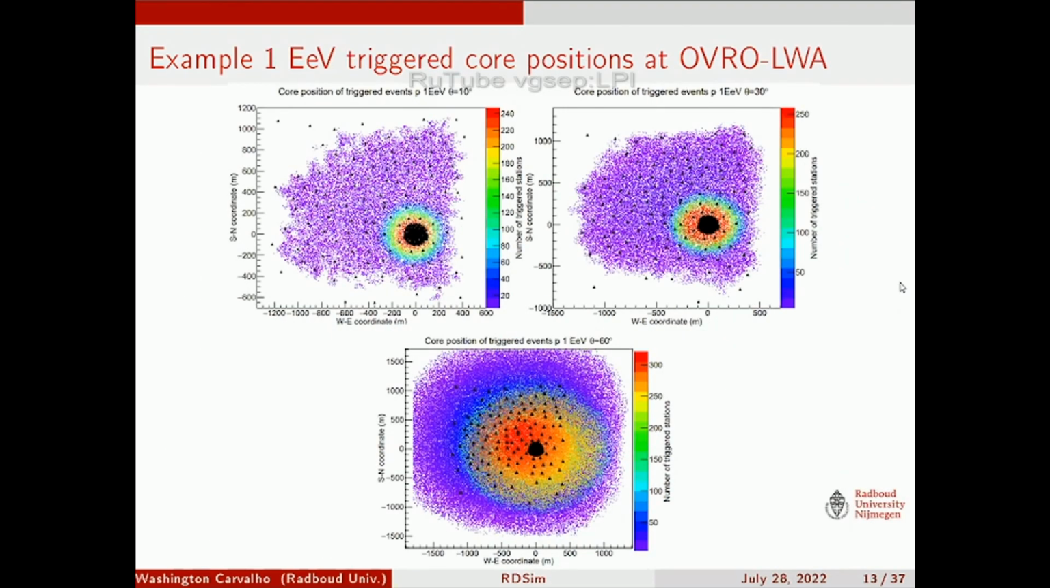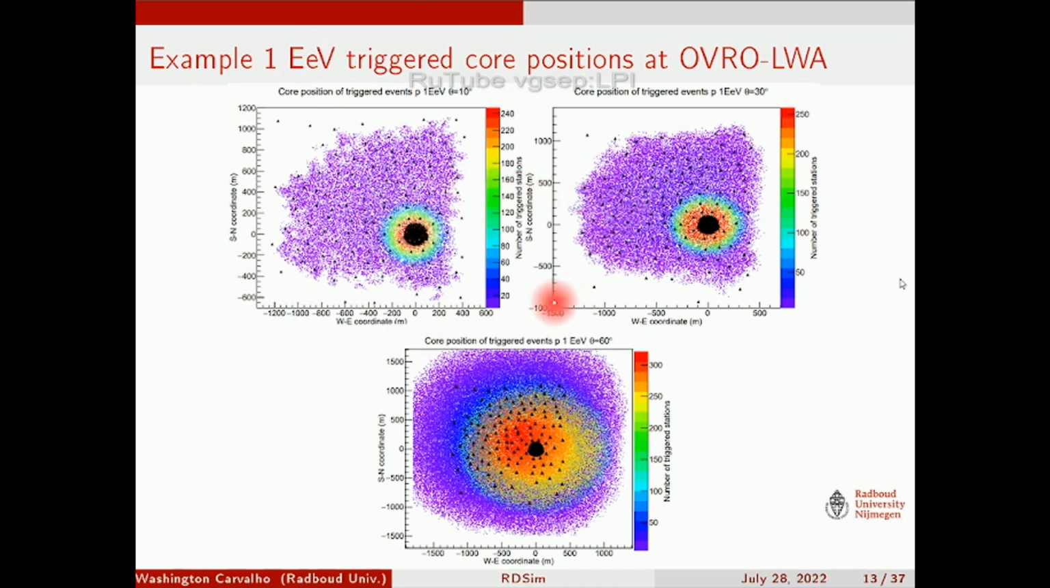And as I said, this kind of fast simulation can be used to look at the border and the effect of infill. What I have here are triggered events. The dot position is the core position, and the color is the number of antennas that triggered for that event. We can see here that at low zenith angles, I basically have holes in my array because there are too few antennas. And the effect of enriching the event is just around the core.